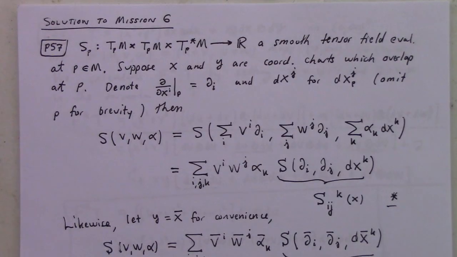So, to start with, you're given this smooth tensor field, and so at a point, it maps pairs of tangent vectors and a covector to the real numbers, right?